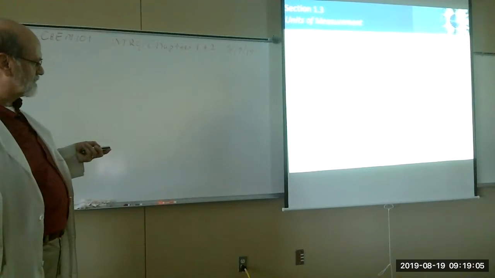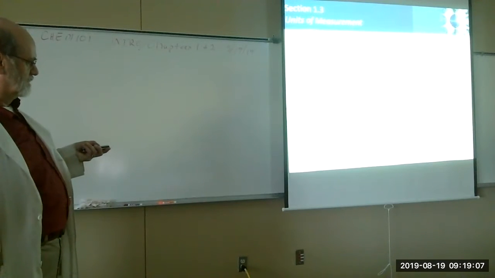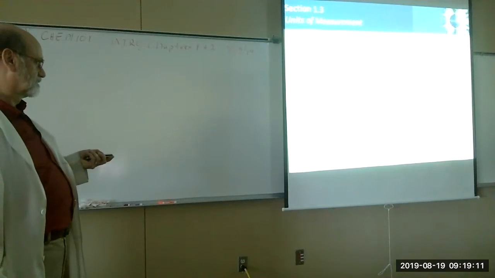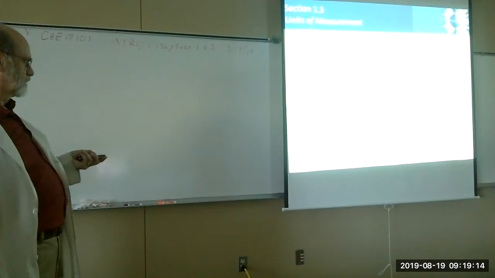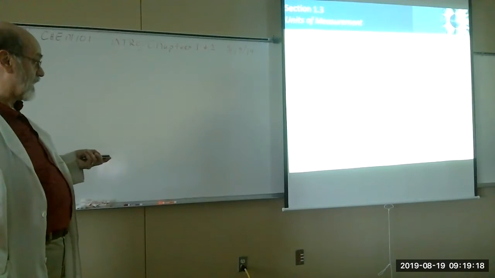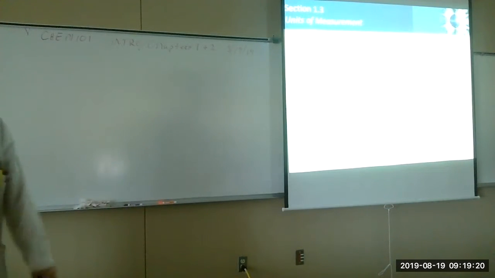Deci is 1/10, centi is 1/100, milli is 1/1,000, micro is 1/1,000,000, billion, trillion, quadrillion. You don't need to know this one. You really don't need to know that one. But pico, you probably should go down to that one. Because when we start talking about the size of atoms, now you're getting down to picometers.